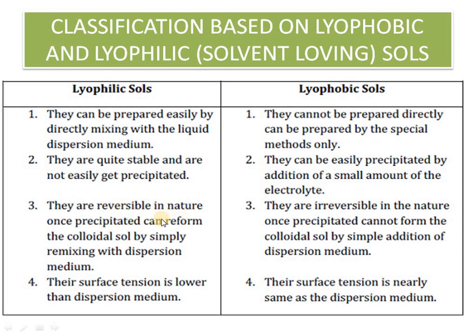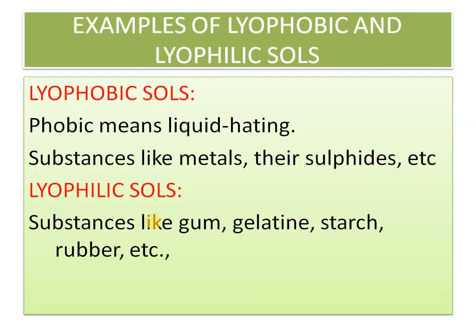Similarly, reversible nature: it can immediately be reverted back to the normal state. And here irreversible nature: once precipitation takes place, it's very difficult to get it back into solution. Similarly, surface tension is lower. This point also can be asked in the exams. Surface tension of the dispersed phase is lower than that of the dispersion medium, and here their surface tensions are nearly the same. Now you see why you use soap for cleaning clothes. Soap is decreasing the surface tension. So that is basically what is happening with soap. Its action is also related with colloidal solutions only.